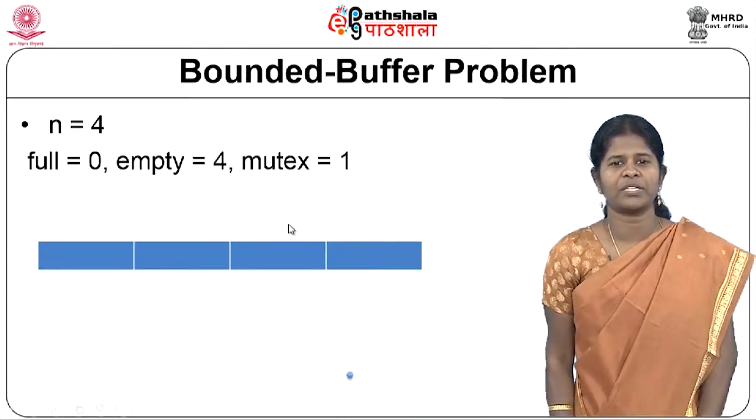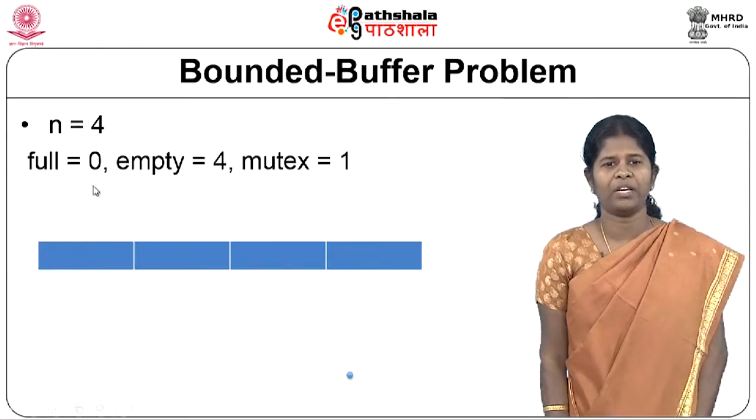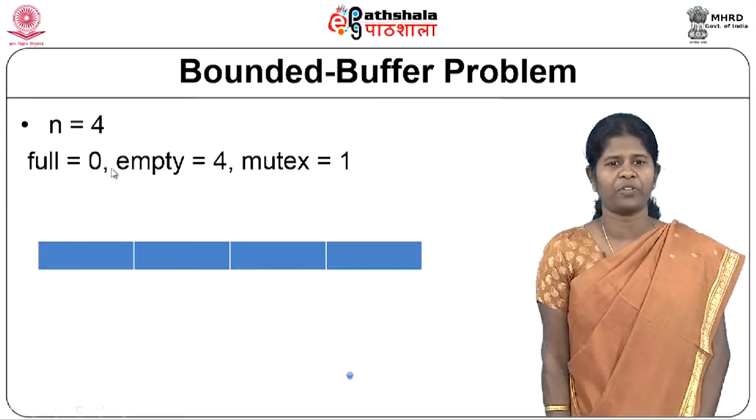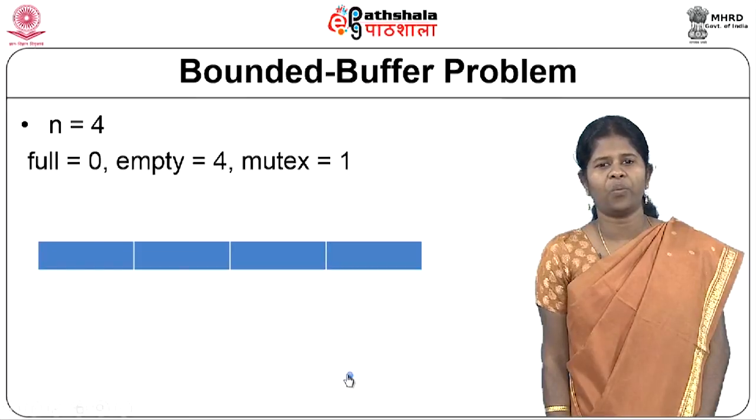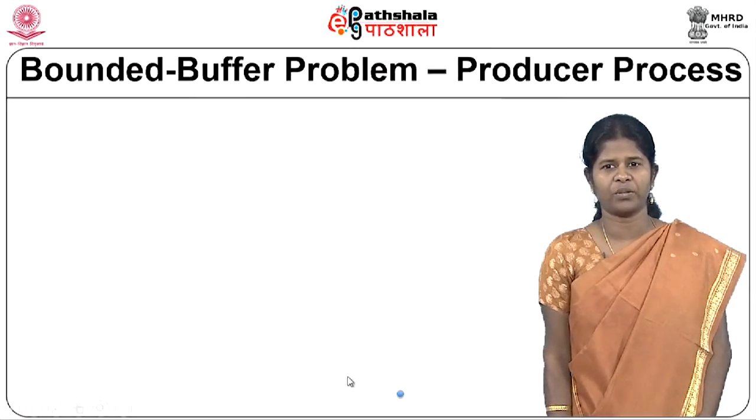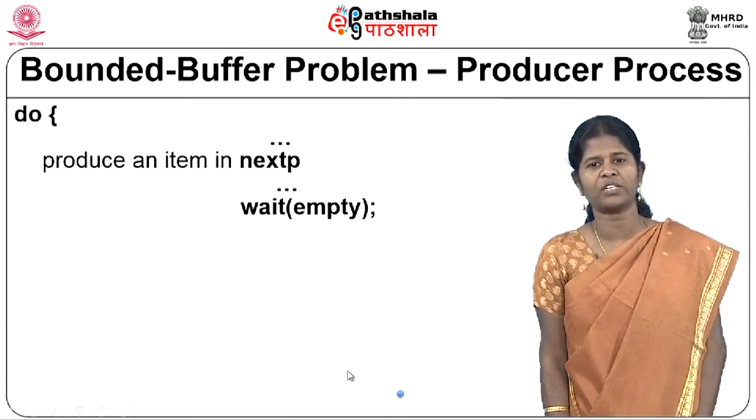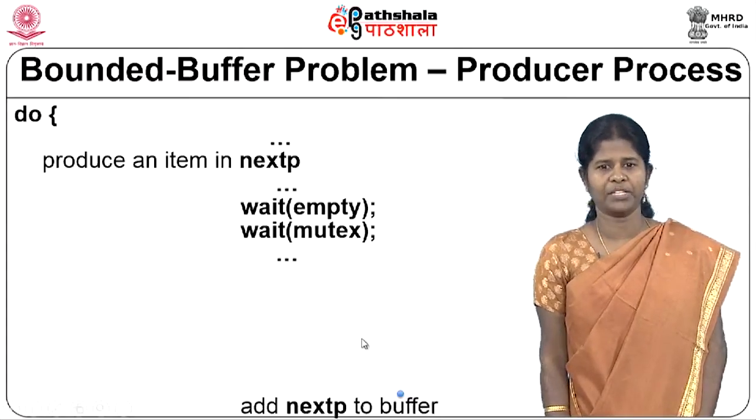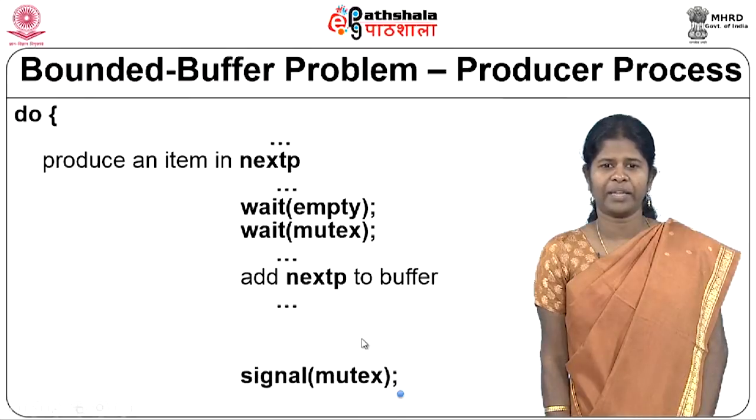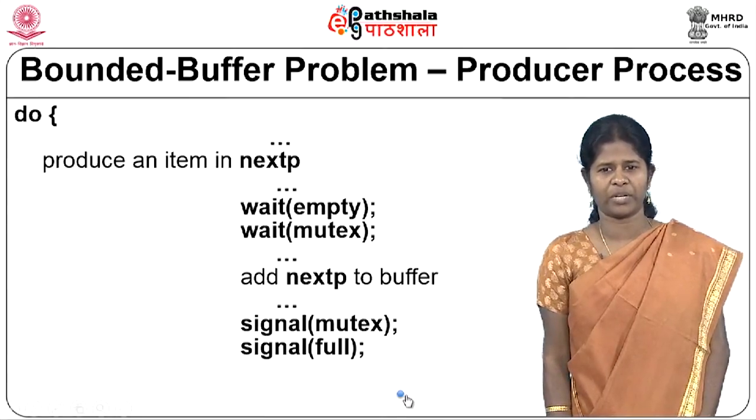So, the producer process has to place items in this buffer, and the value of the semaphore full is equal to 0, the value of empty is equal to 4, and mutex is equal to 1. And what should the producer execute? If you look at this algorithm for the producer process, it will have to first wait on the empty semaphore, and then wait on the mutex semaphore, and then it will place the item in the buffer, and then after placing the item it should signal mutex and signal full.